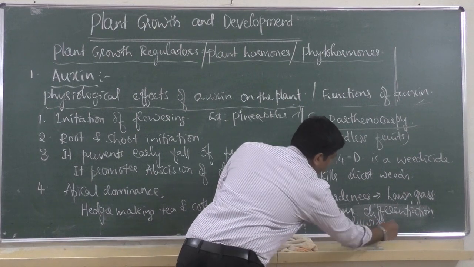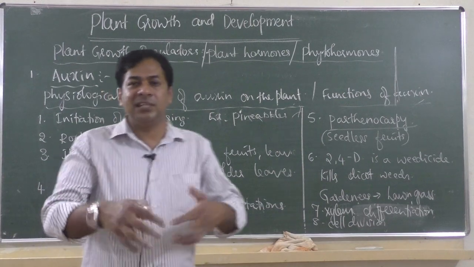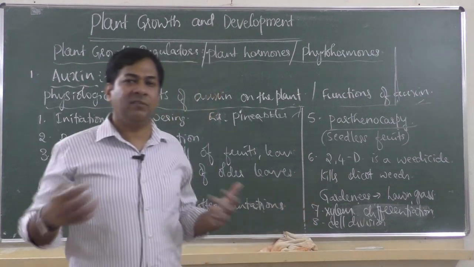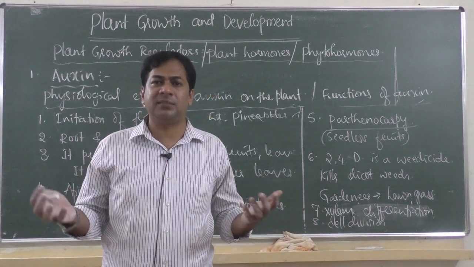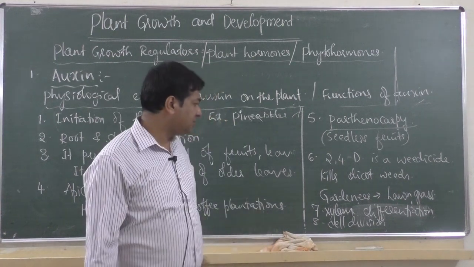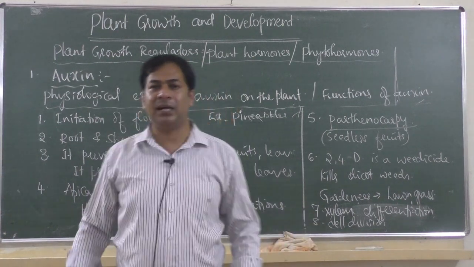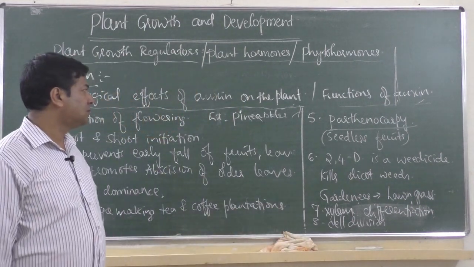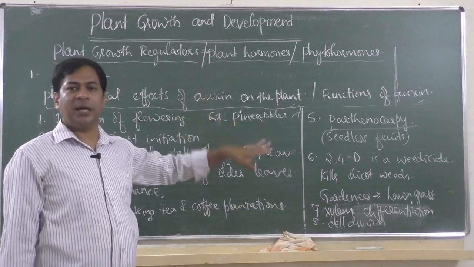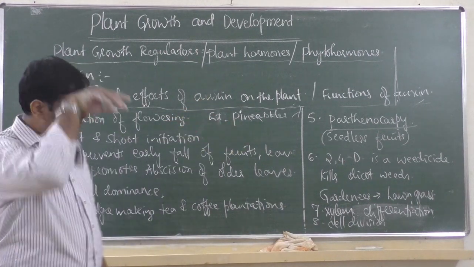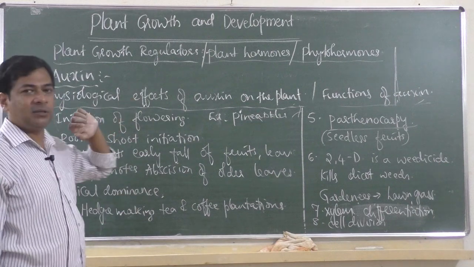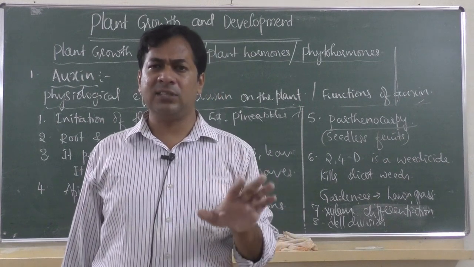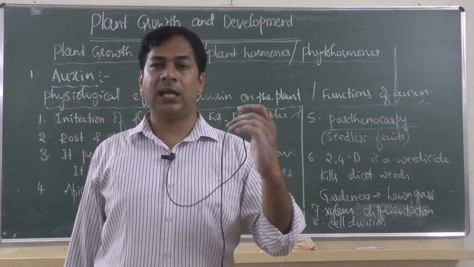Helps cell division. If cell division happens, then only the number of cells will increase. That is a type of growth. Increase in the number of cells is a type of growth. Even in our body also, if the number of cells increases, that is a type of growth only. So if cell division is happening, that means we say the plant is growing. So cell division also helps the plant to grow. So this is how auxin helps the plant to grow. Okay, so these are the physiological effects of auxin on the plant, or functions of auxin on the plant. This is what exactly auxin does to the plant.